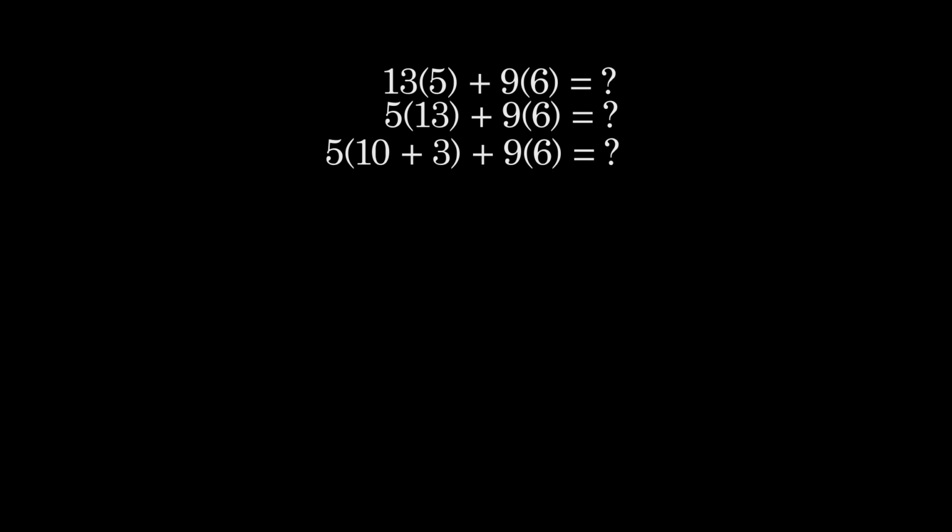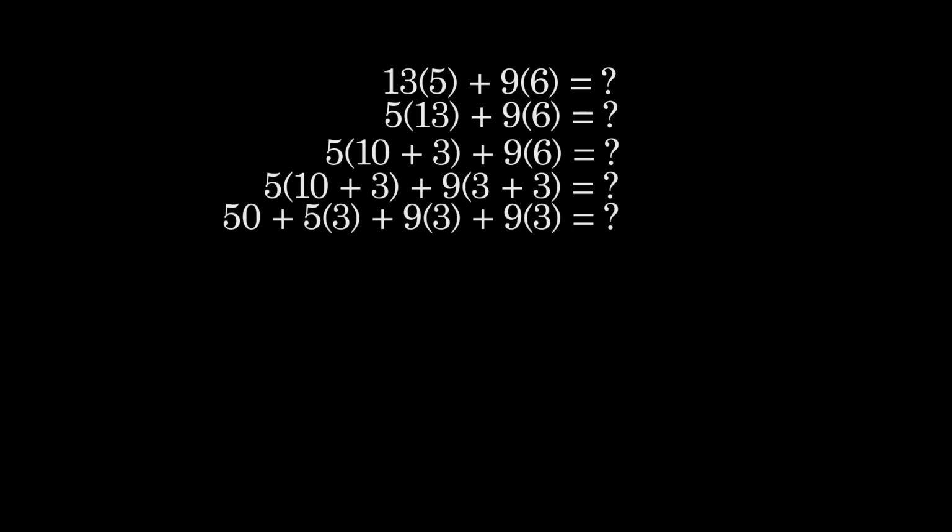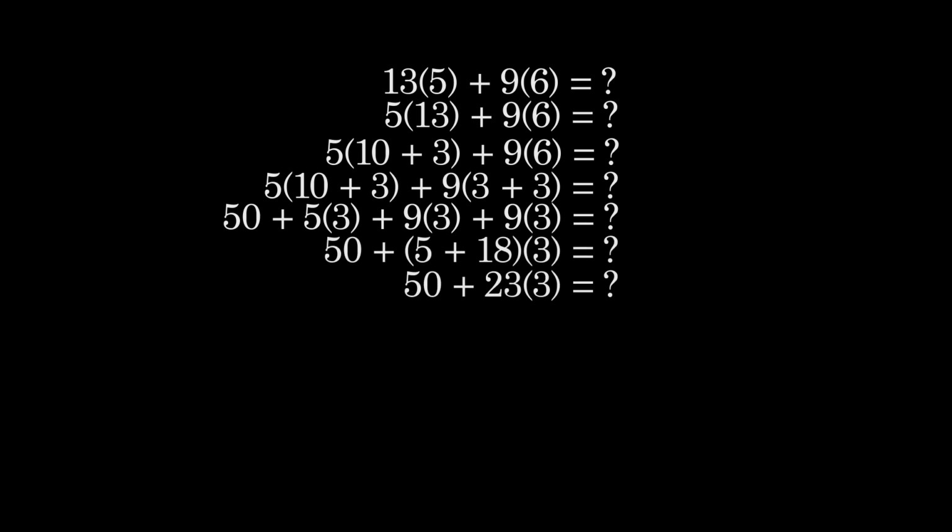And you know what? That plus 3 there at the end gives me an idea. 9(6) is just 9(3 + 3). So I can convert this whole equation into 5(10 + 3) + 9(3 + 3). Now I have 5 times 10, which is dead simple. That's 50. What's left after that? We still have the 5(3) plus 9(3) plus 9(3) again. And that's just 5 plus 18(3), or 23 sets of 3s.